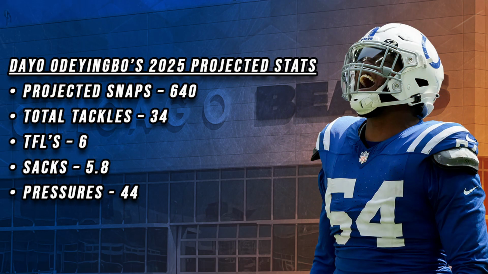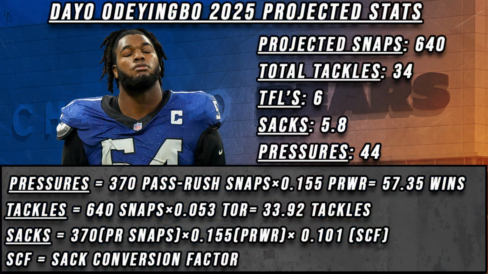Next off, I want to move on to his running mate, Dayo Odeyingbo. Now his role is going to expand to a projected 640 snaps, a 15% increase from last season, including time as his interior rusher. Our model projects 5.8 sacks overall in the year. Now I understand you can't get 5.8 sacks, but more than likely you should see about 6.